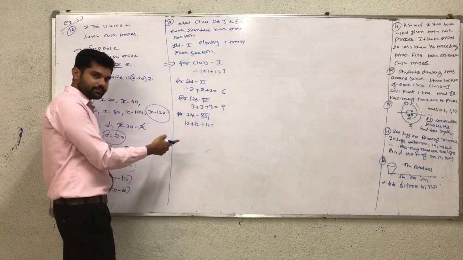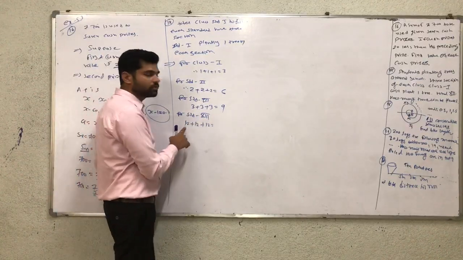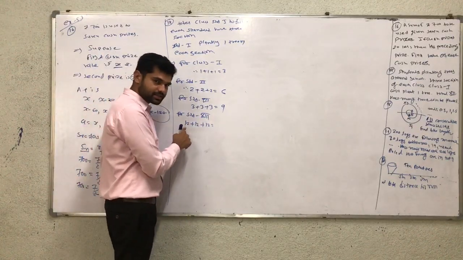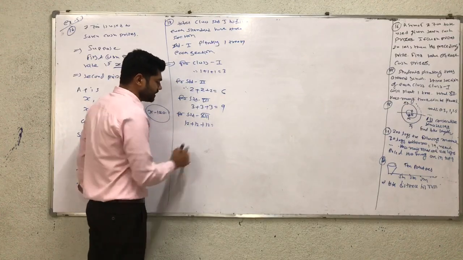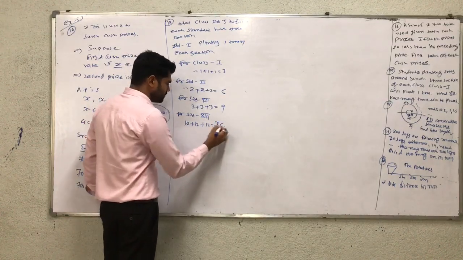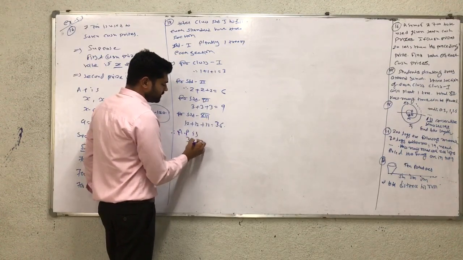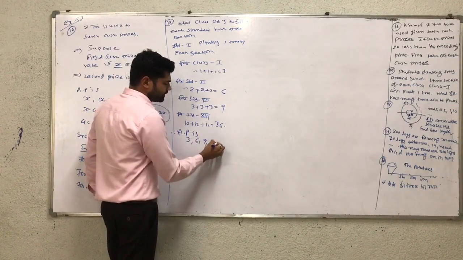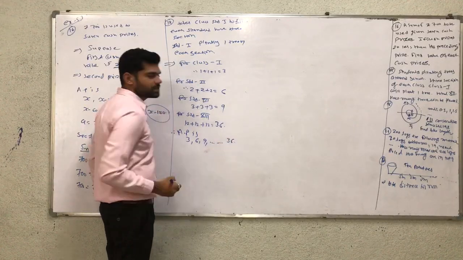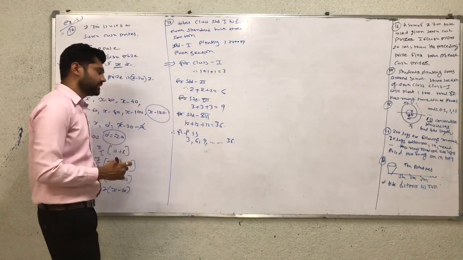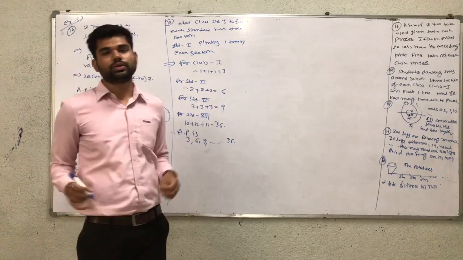12 for each standard, each section. For standard 12, therefore 12 tree planting, and each section is 12. Therefore 12 plus 12 plus 12 is equal to 36. So the AP is 3, 6, 9 up to 36. The last term is 36. Now find the sum of all the terms.